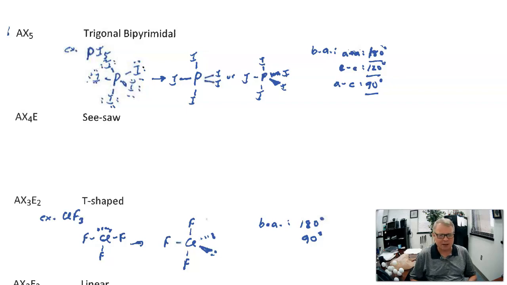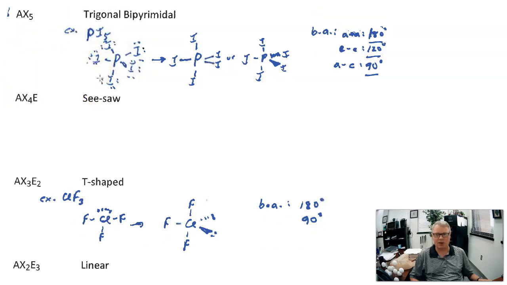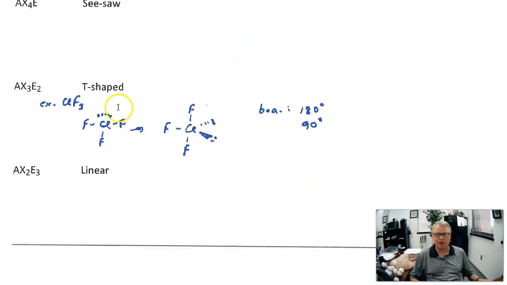Okay, welcome back. Hopefully you got the general idea of how this works with the last video. We'll do a couple of other shapes here from the extended octet family, and then we'll move on from there. Alright, so let's do one from the AX5 family. 5 shared pairs, no unshared pairs. Main shape, trigonal bipyramidal. So let's take a look at an AX3E2, and I'll let you fill in the rest.